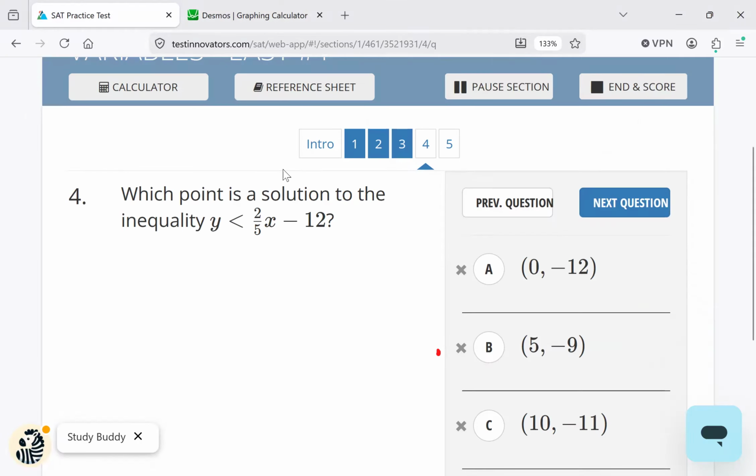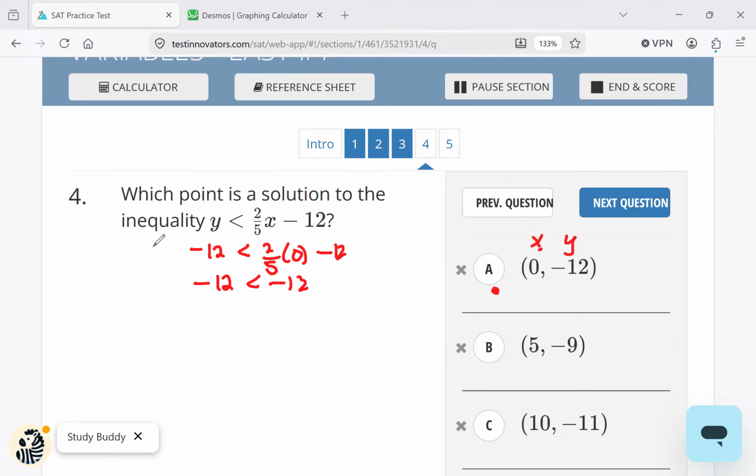So what's the other way? You can test each point. So let's see. If I test the point A, here's your X, here's your Y. So it's going to be -12 is less than 2/5. So -12, is this a true statement? -12 less than -12? No. If it had an equal sign, yes.